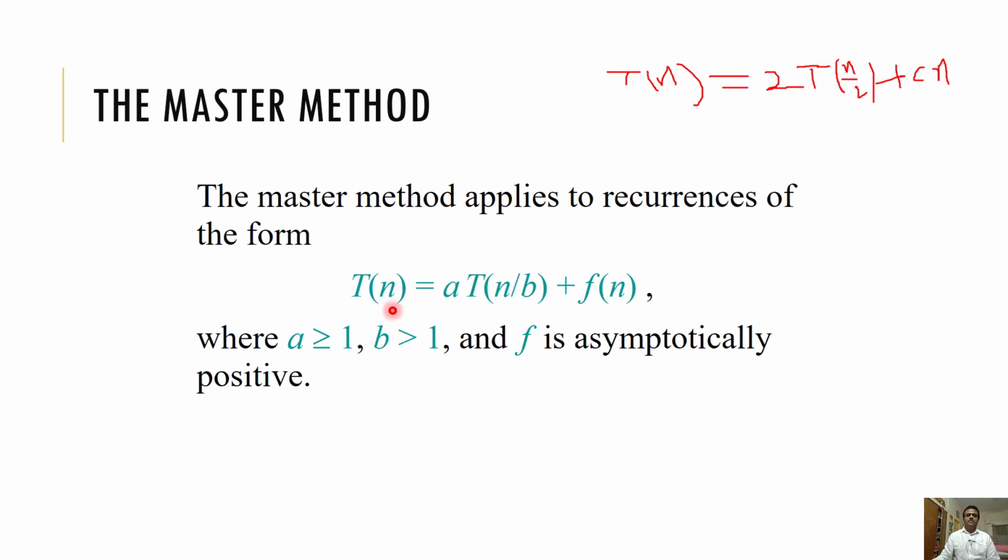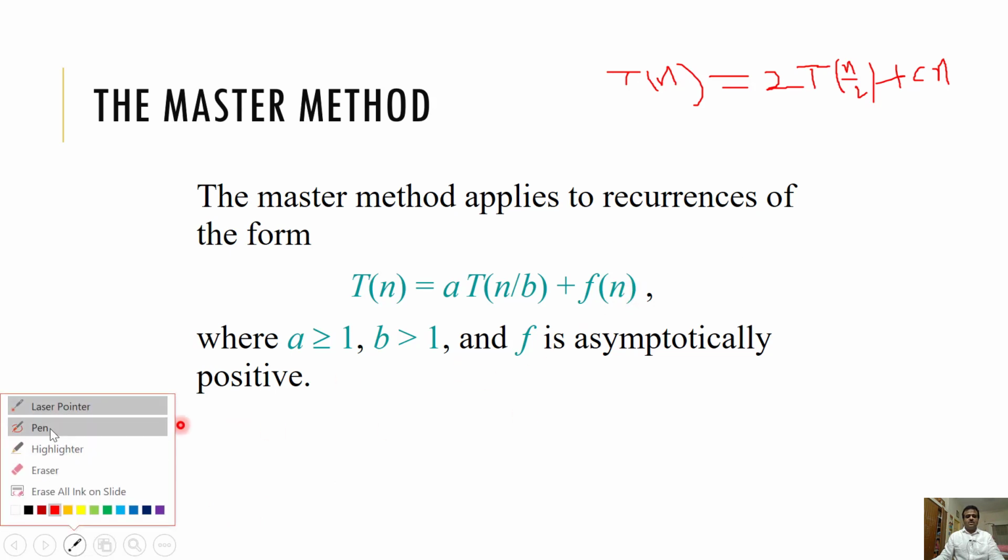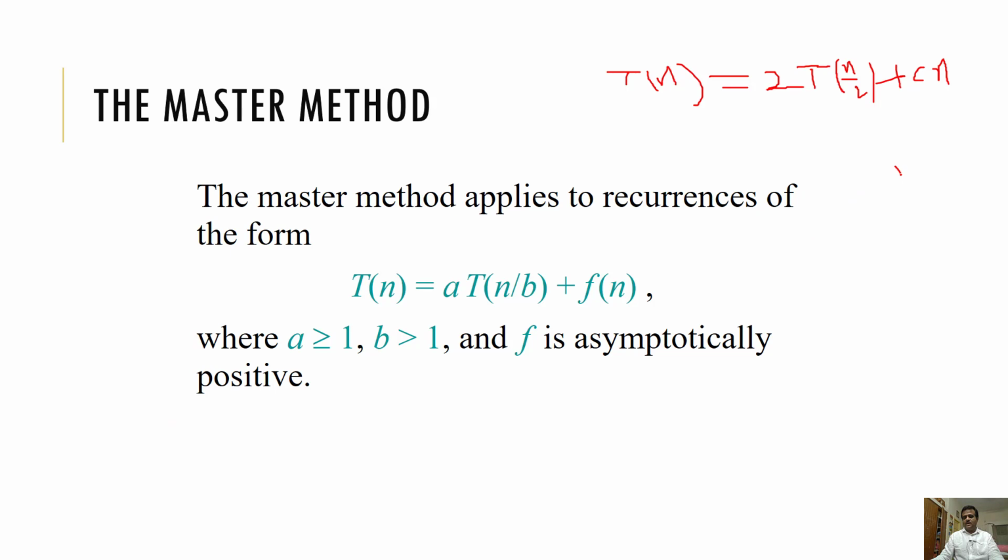Suppose we have a problem of size n, we divide the problem into a sub problems. So, a is the number of sub problems and the size of each sub problem is n by b. Here we have two sub problems and the size is half, but in some scenarios the size is n by b, and this is the cost for merging or combining. So, we have a solution of all the sub problems and then this is the cost for merging these sub problems.